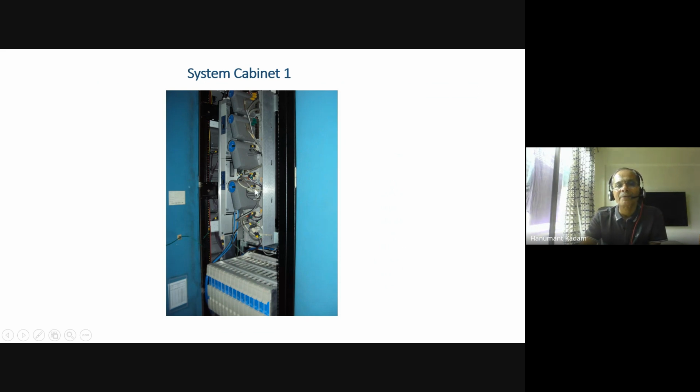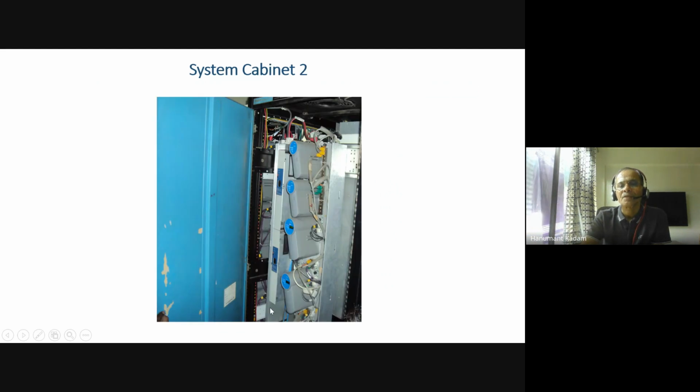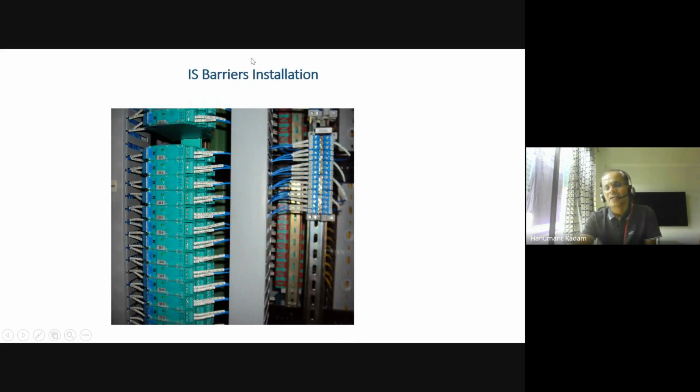So this is one cabinet, and this is a very old plant. Earlier we had PMIOs, and these IOs are also connected to the controllers. These are the controllers. There are two controllers you can see, and both are redundant. In system cabinet two, you can see the firewall and controller here. This is one controller, and this is the redundant controller. IS barriers, meaning intrinsic safe barriers, are installed here. You see them here.